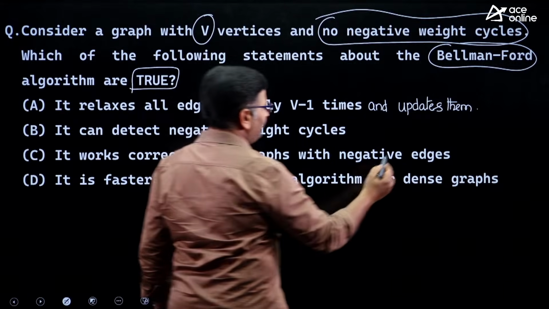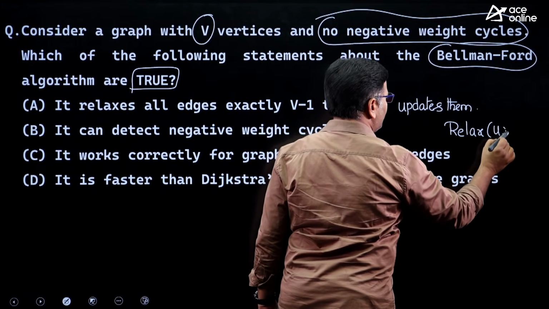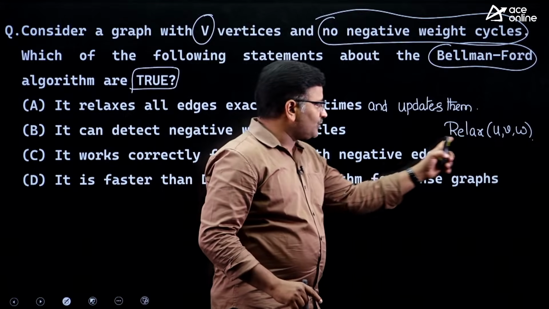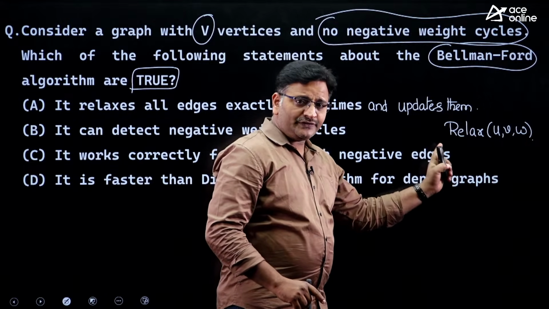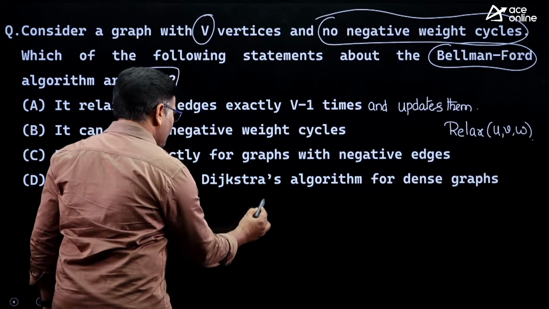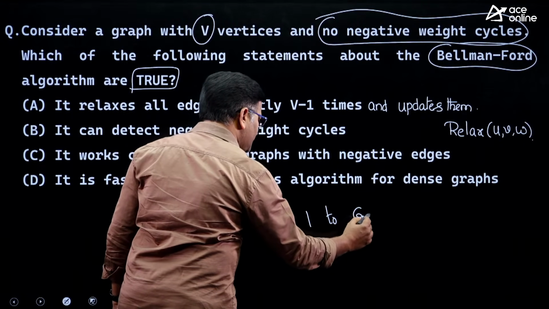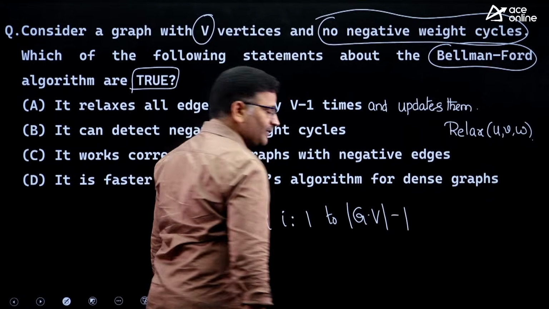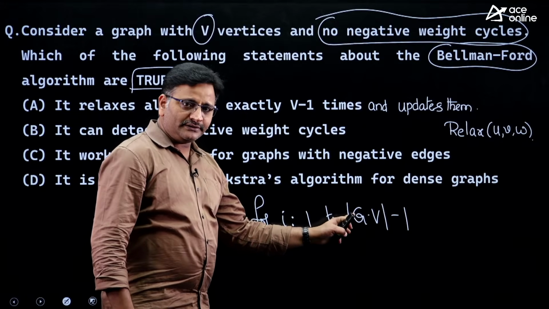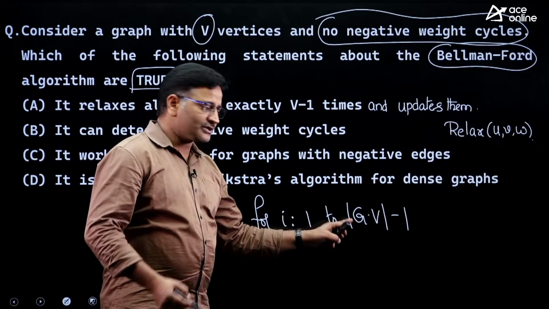Just recall Bellman-Ford algorithm. In Bellman-Ford algorithm, we are calling a function called relax u comma v comma w. How many times are you calling? For each edge you need to call this one, and like that you have to call V minus 1 times. Okay, so for example, your Bellman-Ford algorithm is running like this: for i equal to 1 to g dot v minus 1. So g dot v means g is a variable and v is a member. To access members of the structure we are using dot operator, friends.